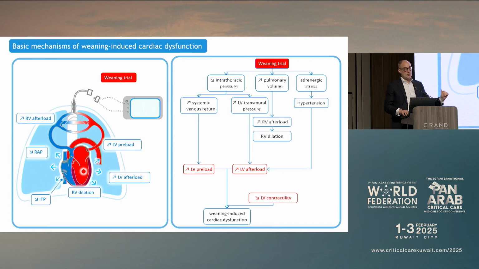These patients, especially in case of respiratory distress, breathe at a very high pulmonary volume. And this stretches the pulmonary circulation, increases the right ventricular afterload, and sometimes even induces a right ventricular dilation, which, by decreasing the LV compliance, contributes to this weaning-induced cardiac dysfunction.